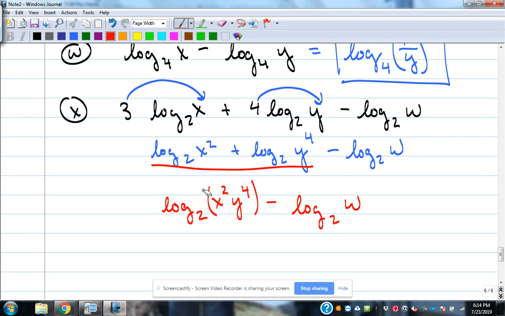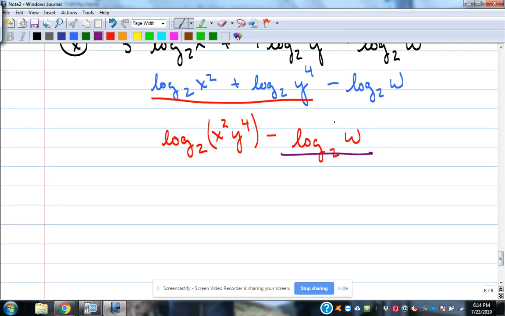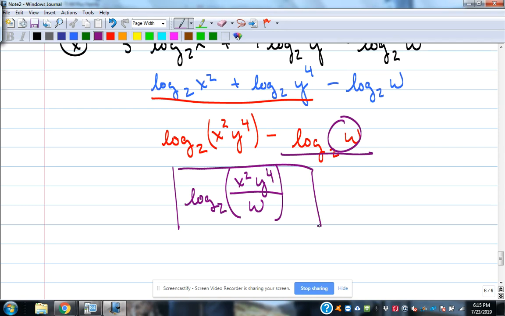So I'm multiplying x squared times y to the 4th. Then I see I have a subtraction problem there, so I'm subtracting by log base 2 of w. That tells me, oh, that means that's a division problem. They're dividing by that w. So it's going to be log base 2 of x squared y to the 4th divided by w. And now we've got it down to a single logarithm.